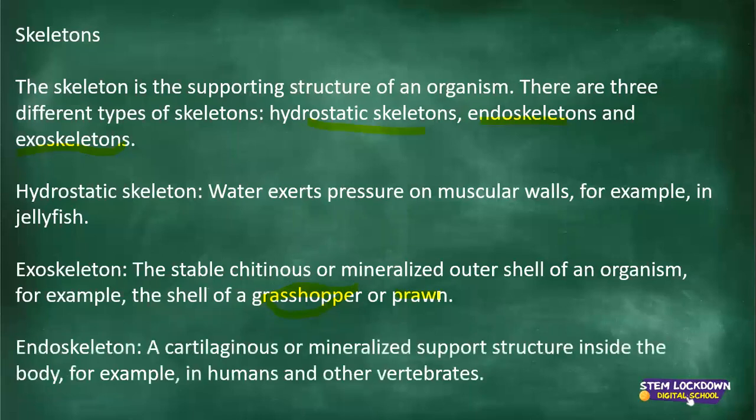And with an endoskeleton, this is a cartilaginous or mineralized support structure inside the body. These are keywords. Remember, endo means inside, exo means outside, hydro means water. So remember those keywords.